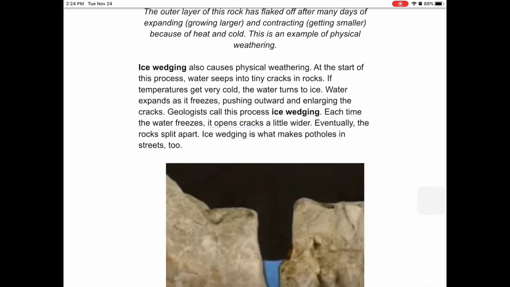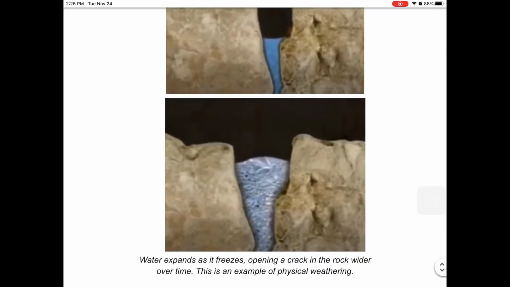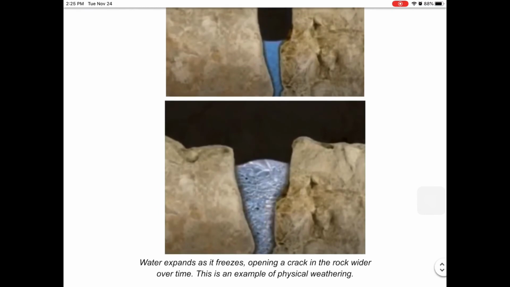Ice wedging also causes physical weathering. At the start of this process, water seeps into tiny cracks in rocks. If temperatures get very cold, the water turns to ice. Water expands as it freezes, pushing outward and enlarging the cracks. Geologists call this process ice wedging. Each time the water freezes, it opens cracks a little wider. Eventually, the rocks split apart. Ice wedging is what makes potholes in streets, too. So, water expands as it freezes, opening a crack in the rock wider over time. This is an example of physical weathering.